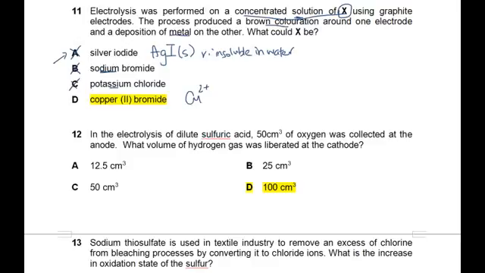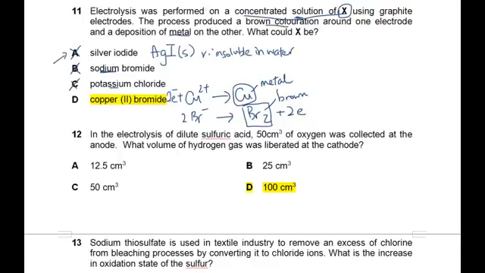So Cu2+ is going to be discharged as copper because there is a reduction. And the bromide ion is going to be discharged as bromine gas. This is the brown coloration. The bromine gas is brown, and this is the metal. So the answer is D.